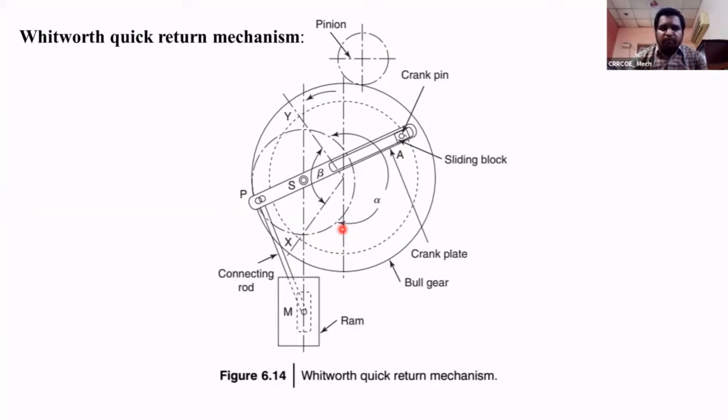And the second one is the Whitworth mechanism. Here we have different parts. This is the sliding block. This is called the crank plate. There is a slot in the crank plate, and the slider is moving in the slotted crank plate. This crank plate is pivoted at point S, and the end point of the crank plate is connected to the connecting rod. That connecting rod is connected to the ram of the shaper. So these are the parts of the Whitworth mechanism.